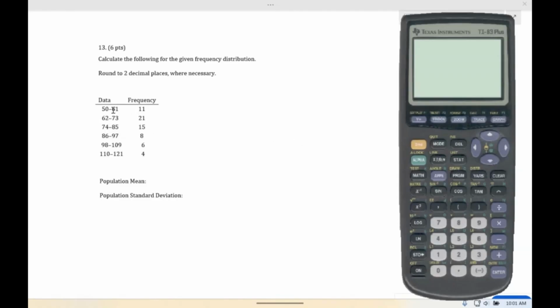The first thing we're going to do is find the midpoint. We're going to put that into the calculator as list 1. Then we're going to put the frequency in as list 2. And then we'll calculate the population mean and the population standard deviation. So just keep in mind the midpoint formula: we take the lower limit plus the upper class limit and we divide by 2.